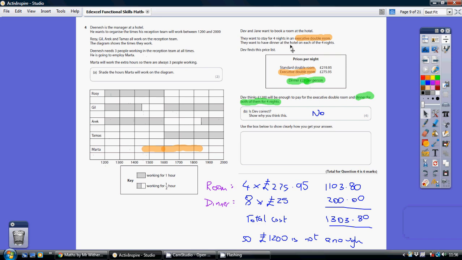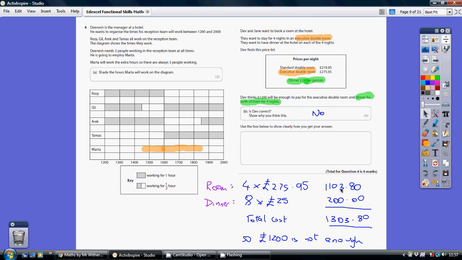Well, let's think about the room first of all. This is the cost of the room per night, so for four nights we're going to have to do four lots of that. Four times 275.95 is that. Now for dinner, be careful, it's £25 per person, so each night you're going to have to pay two lots of that, because there's both Dev and Jane. So two people, four nights, that's going to be eight meals in total. So eight lots of £25, which is 200.